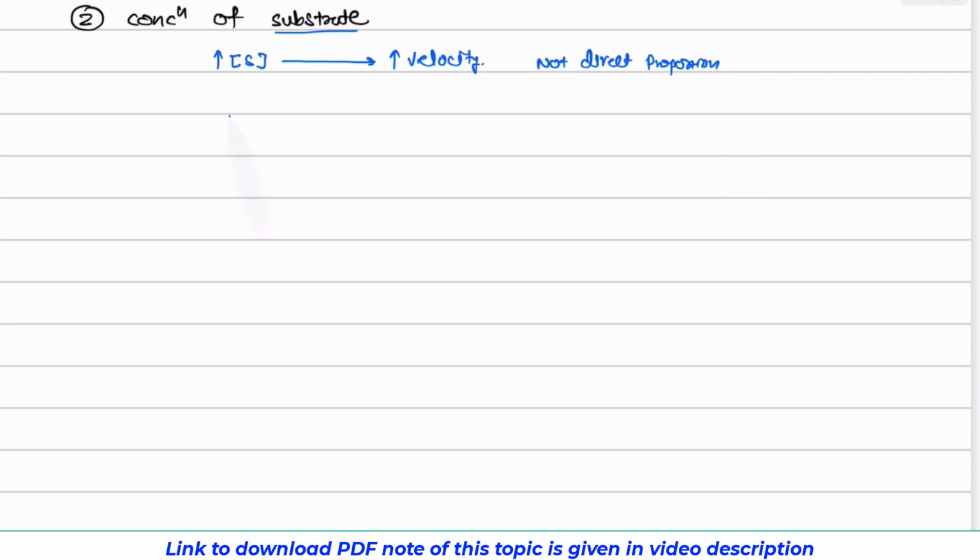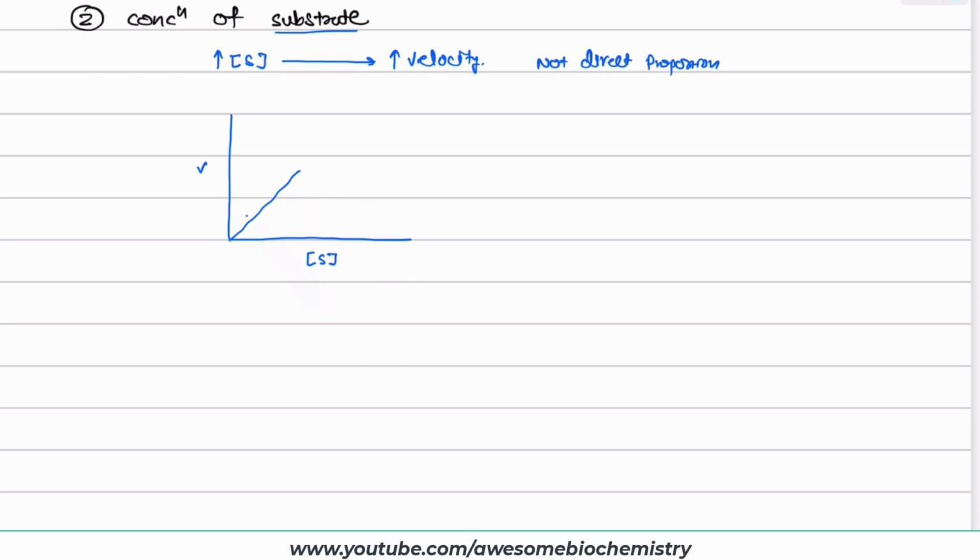Why is it happening? If we draw a graph of velocity versus substrate concentration, on the y-axis we take velocity and on the x-axis we take substrate concentration. In the initial part it is going to be a straight line, so it seems that it is a direct proportion. Now after some substrate concentration, what will happen? It will change its shape and it will become this curve, okay? And later on it becomes almost horizontal.